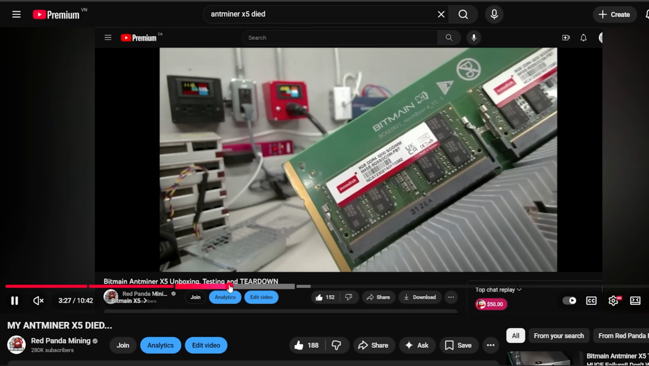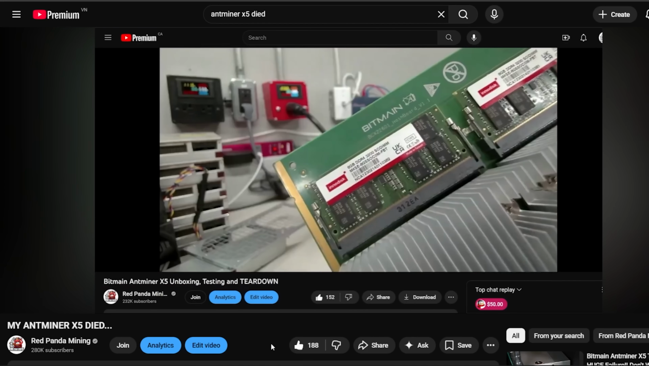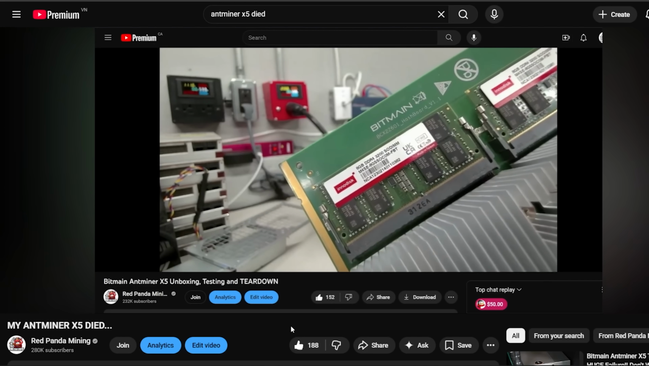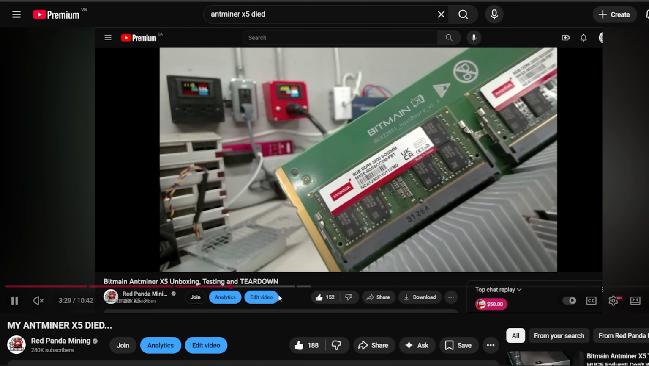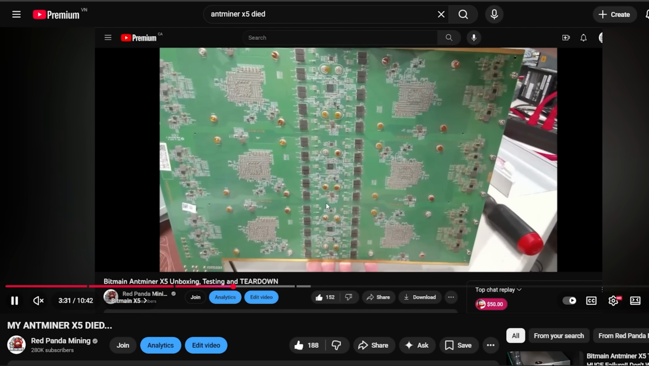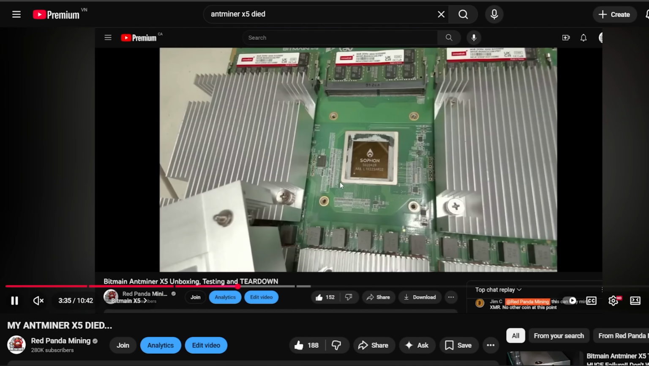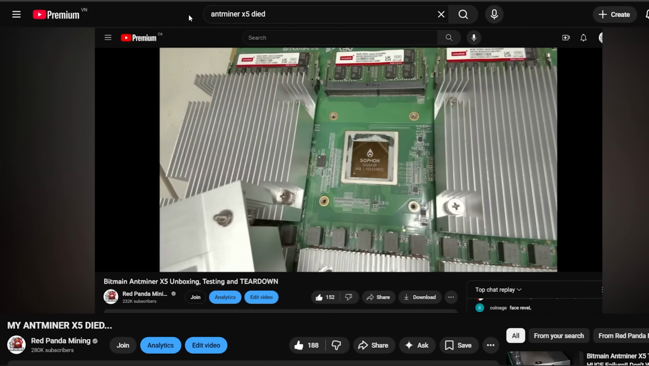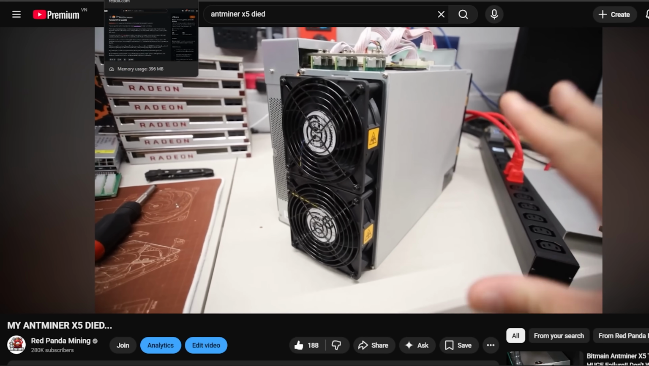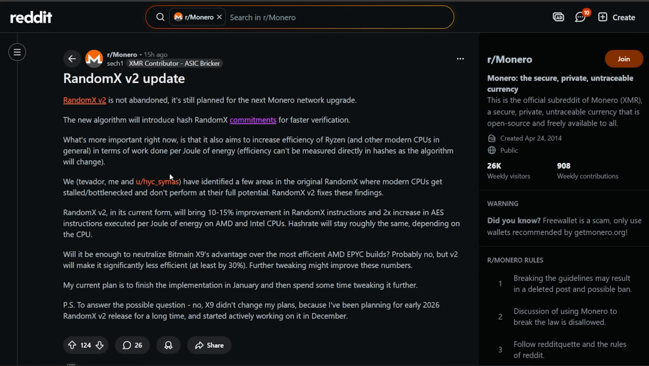But anyways, the RISC-V processors, if Bitmain decides to update their X9, for instance, to mine the new RandomX V2, they would have to do a software update, a firmware update, essentially, so that their new X9 could mine RandomX V2. And is it going to be efficient and profitable by the time that comes out? We don't know.